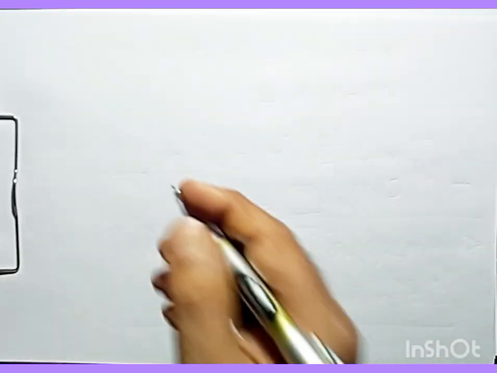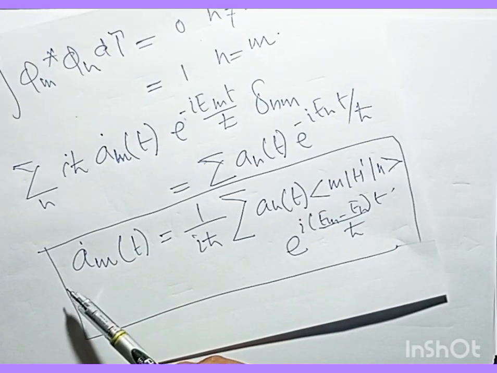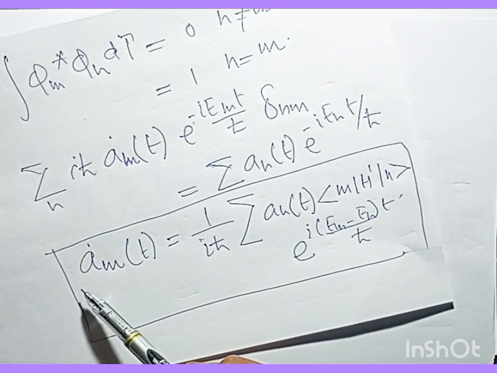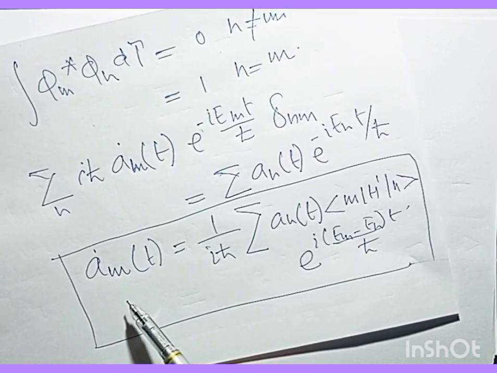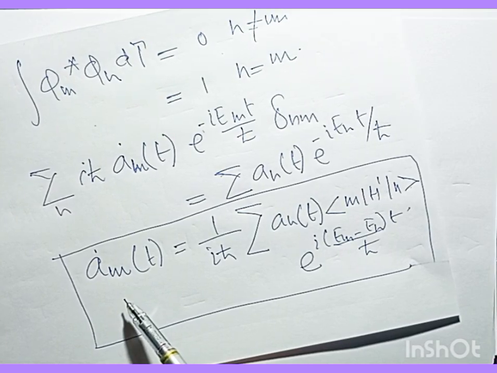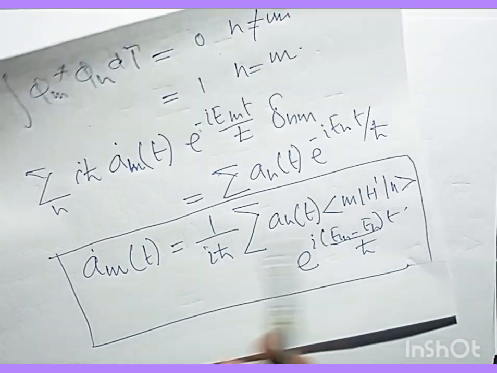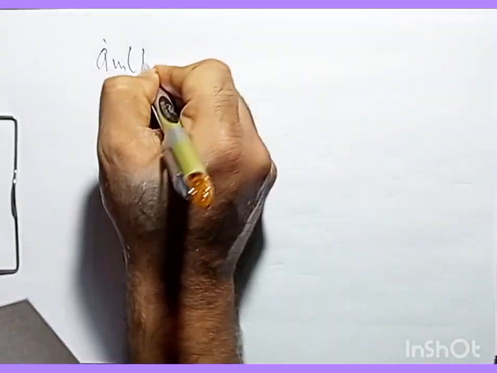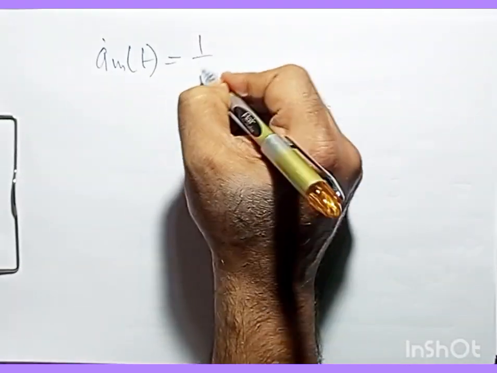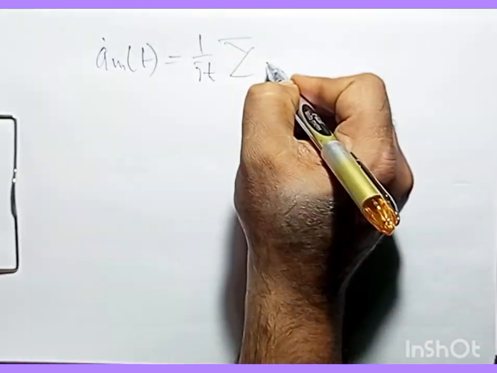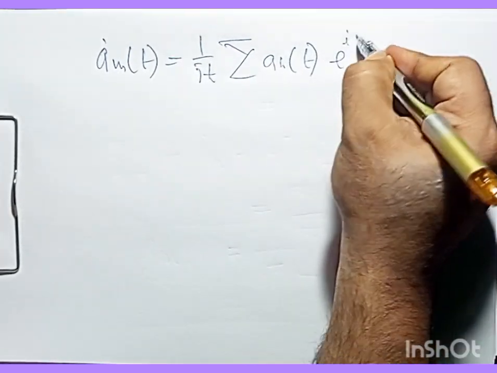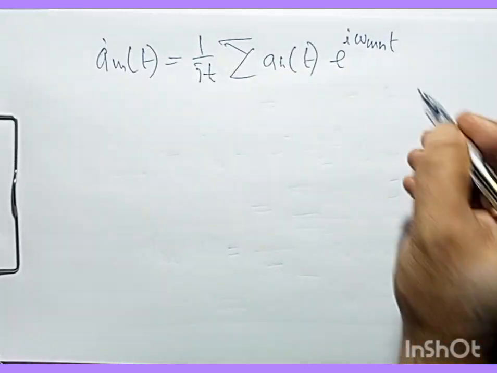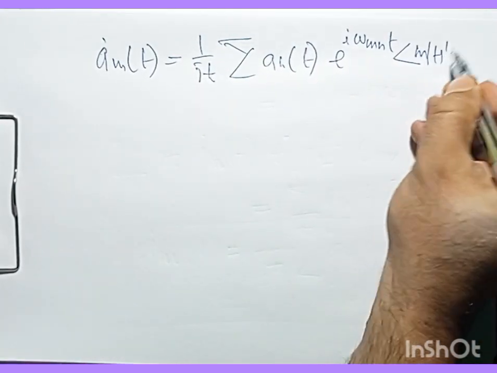And what will be that? So what is this a m of t here? They are the time dependent expansion coefficients. And we can compress this equation, and we can write down a dot m of t is equal to 1 by i h cross sigma a n of t, and then e to the power of iota omega mn t, and the matrix element m h dash n.